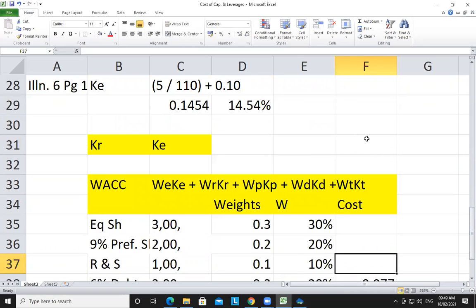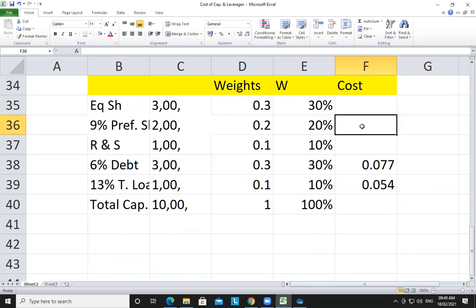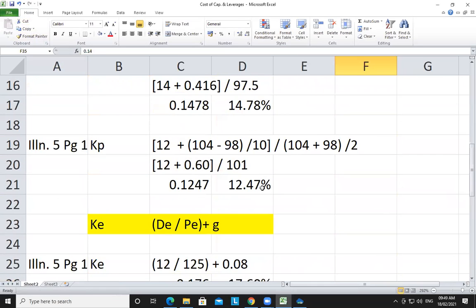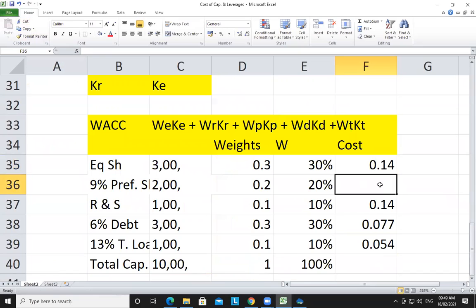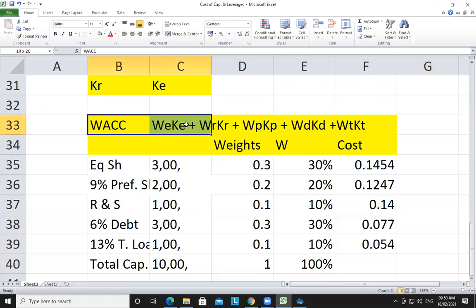Cost of equity 14%. So even reserve and surplus will be 0.14. And what about cost of preference? Cost of preference is 12.47. Am I right? So then what will be my weighted average cost of capital?